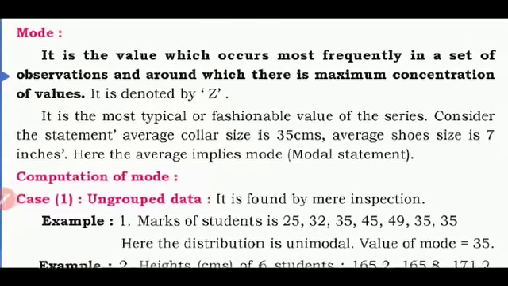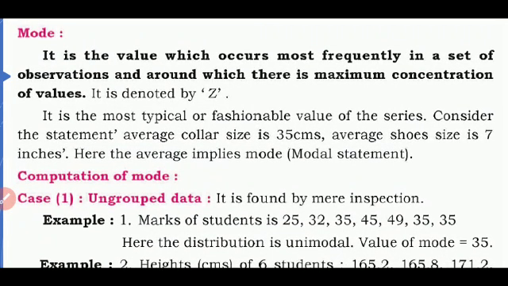The definition of mode is the value which occurs most frequently in a set of observations and around which there is maximum concentration of values. It is denoted by capital Z. It is the most typical or fashionable value of the series.